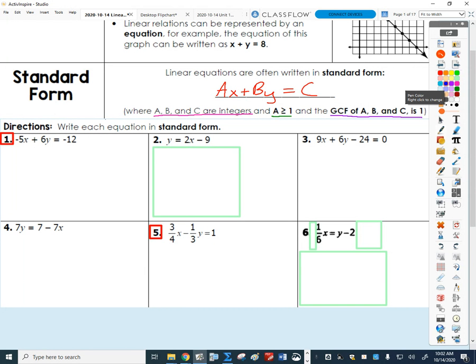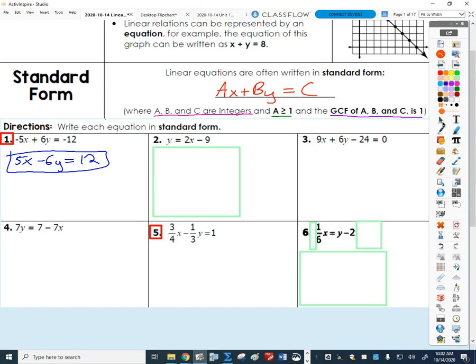What do you think, Sarah House? What do I have to do here to put this into standard form? You have to divide by -1. Yeah, either multiply or divide by -1. So I'm just changing all the signs, aren't I? So that's going to become a 5x, that's going to become a -6y, that's going to become a +12. And that's it. No big deal, right?